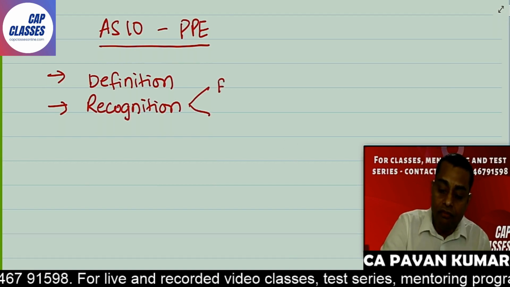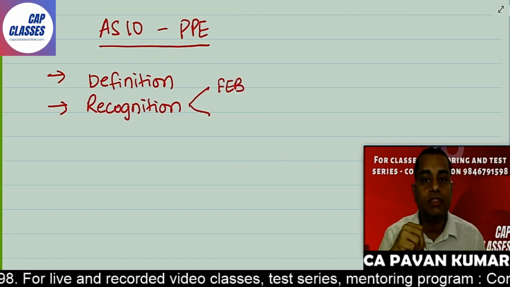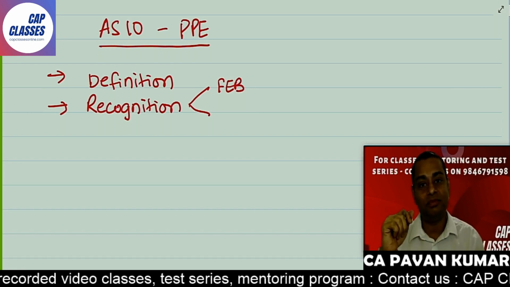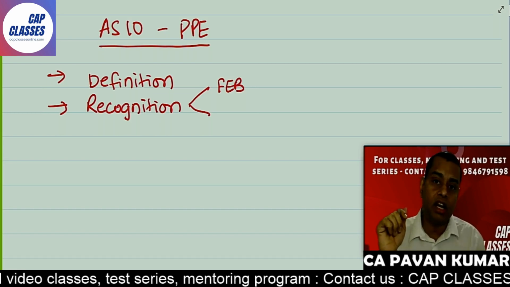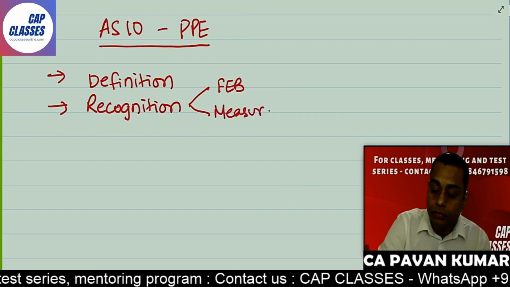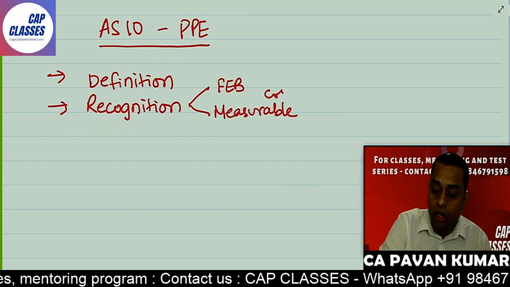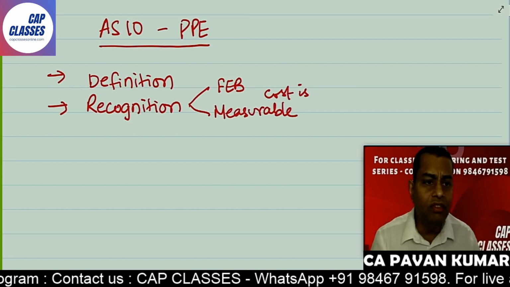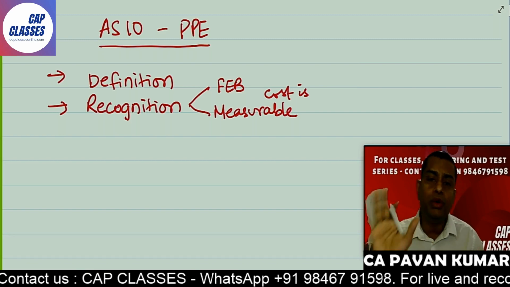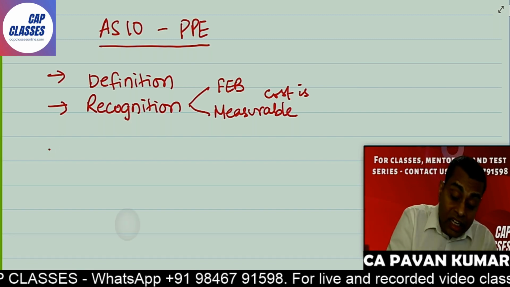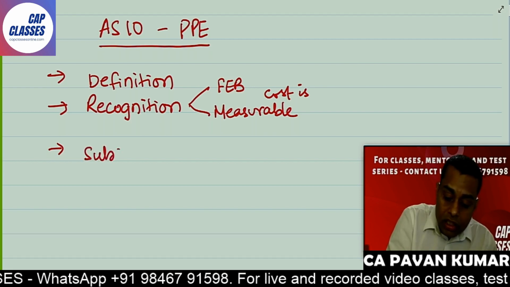One is FEB. What is FEB? Valentine's Day? No, not that Feb. FEB here stands for future economic benefits. Second one is measurement: cost is measurable reliably. If these two conditions are satisfied, then you can recognize the asset. Up to this, we have already completed. Then the next one is subsequent cost.